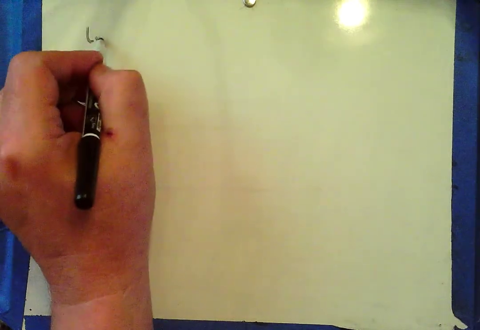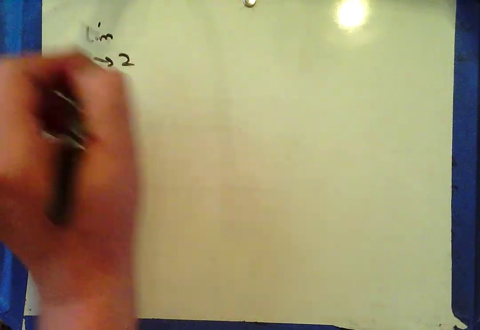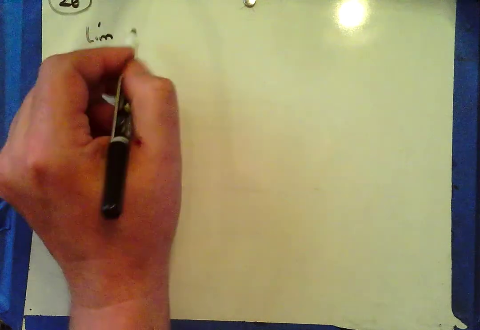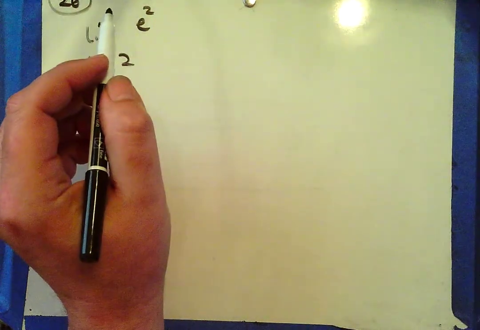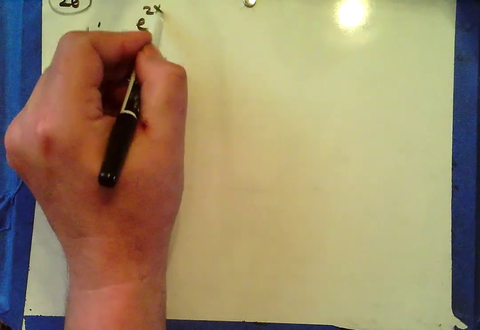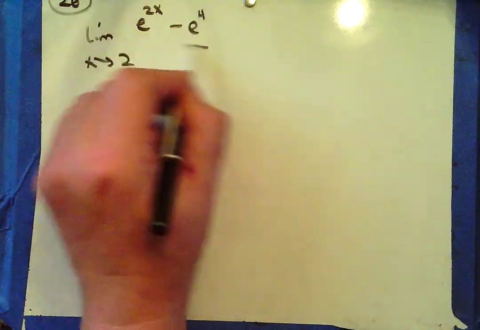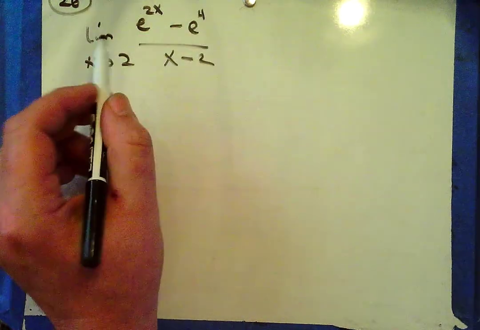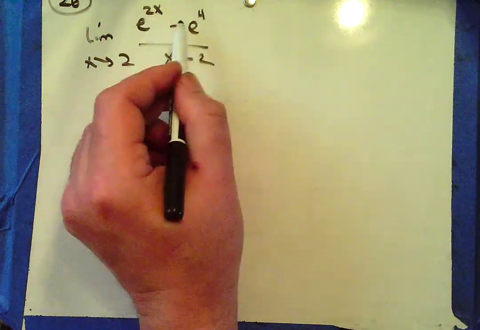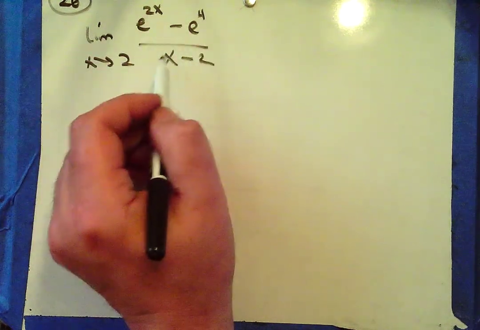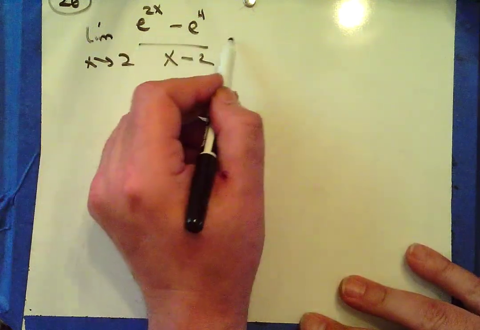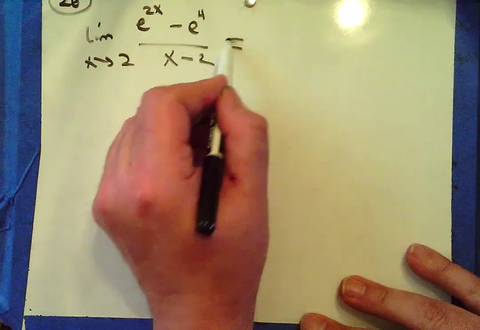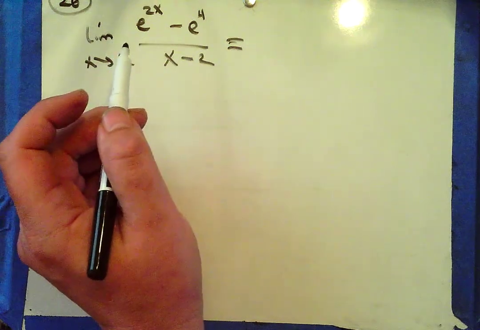26 says the limit as x approaches 2 of e to the 2x minus e to the 4th over x minus 2. If I plug in a 2, I get e to the 4th minus e to the 4th, which is 0, over 2 minus 2, which is 0. So I need to use L'Hopital's rule here. I don't have to worry about writing a justification because this is multiple choice.